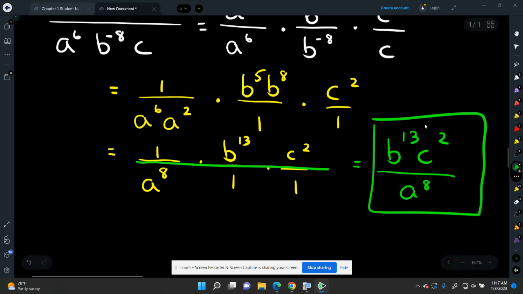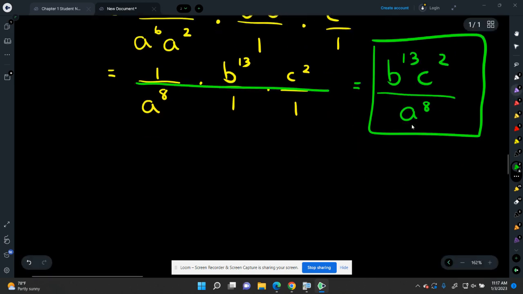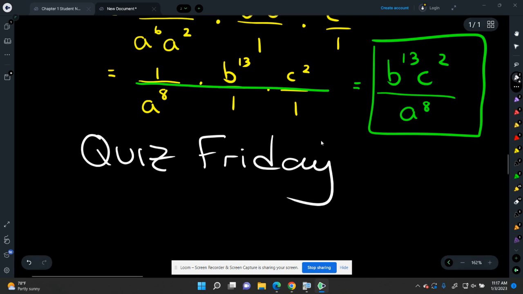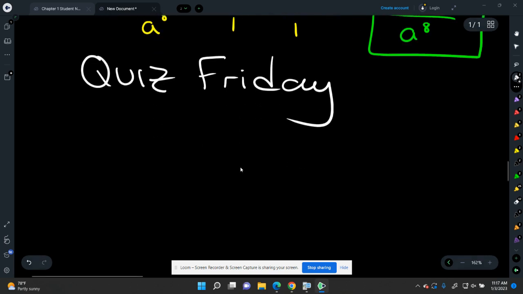So we are going to have a quiz. Quiz Friday. Quiz Friday will be on exponents. And I have a worksheet for you to work on now and for homework. And don't forget, we will have a mini quiz tomorrow based on your homework worksheet.